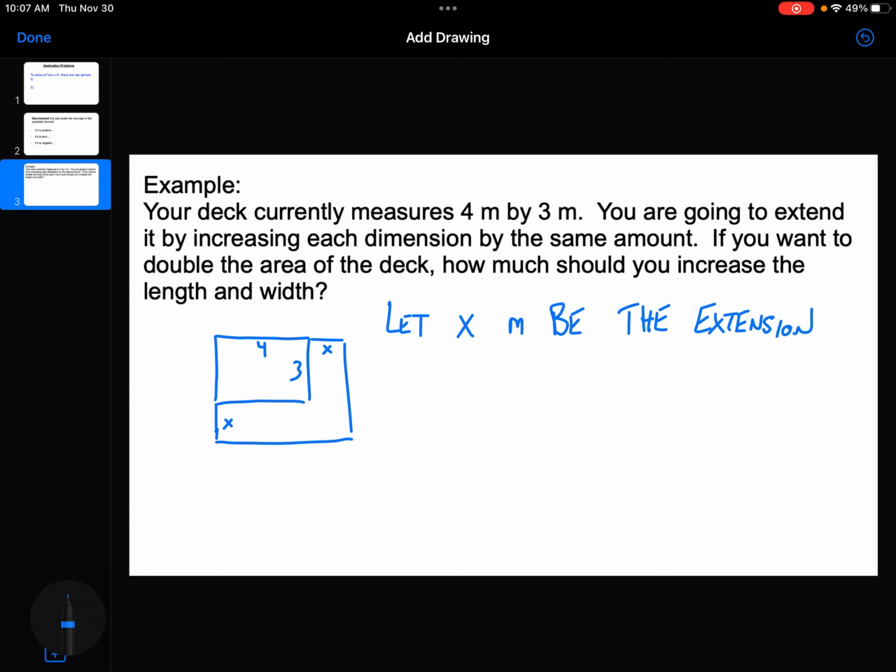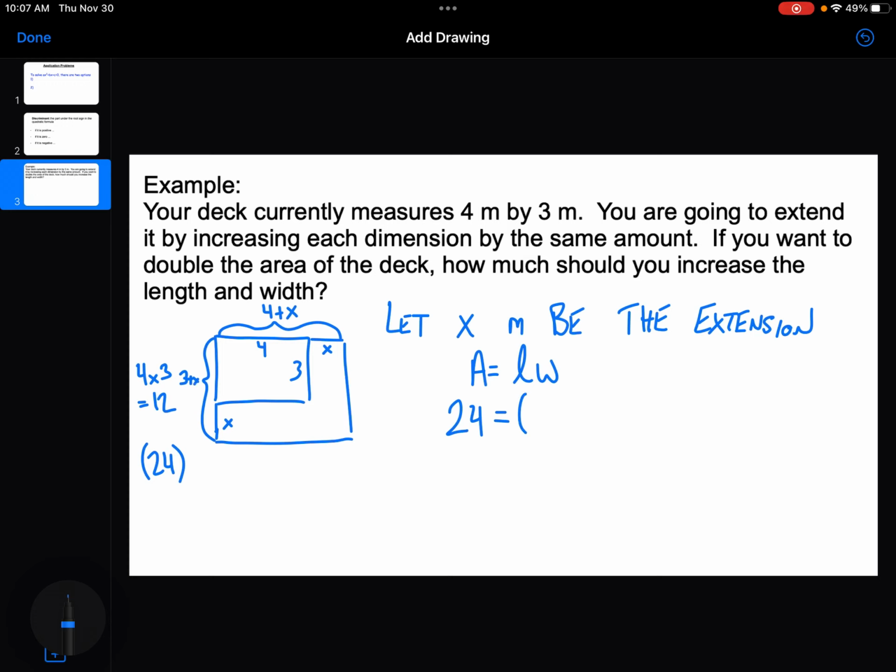Now, if you want to double the area, well, we know the area used to be 4 by 3, which is 12. If I want to double the area, we need to get to 24. So area equals length times width. And we know our new area is going to be 24 because our original area was 4 by 3. 4 times 3 is 12. We double that, we get 24. And now my length is going to be this whole side, 4 plus x. My width is the same thing. We're going to do this whole side, which is 3 plus x.